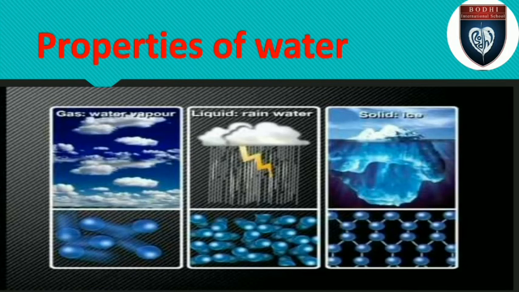Now let's go back to properties of water. Water is a highly unusual substance with various unique properties. These properties make its use important and essential in our daily life. Water acts as the universal solvent because it dissolves many things. It has no color, taste, or smell.